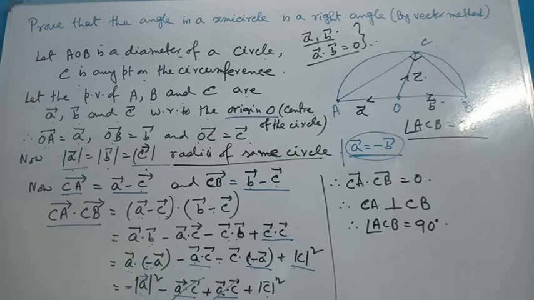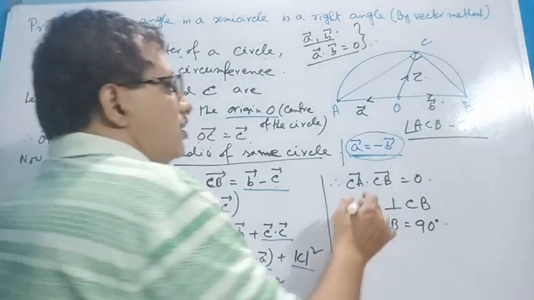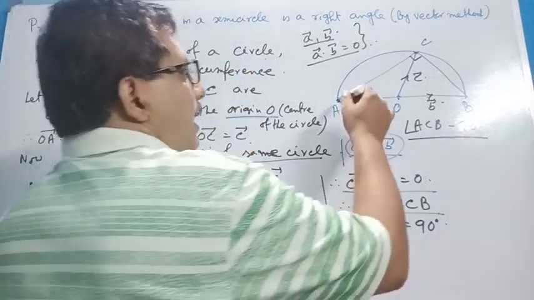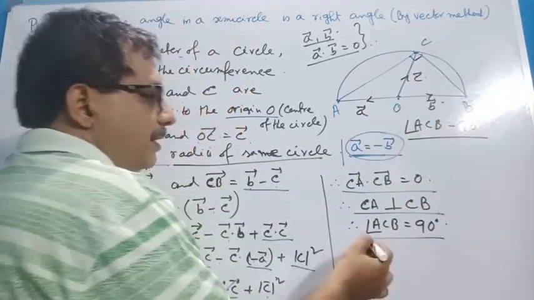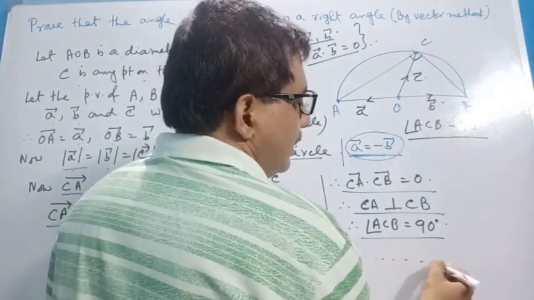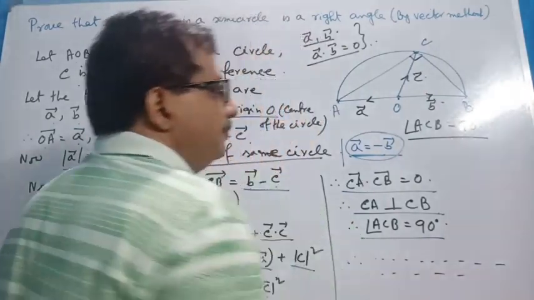So this is 0. That means these two vectors, CA dot CB, is 0. That means CA is perpendicular to CB. That is nothing but angle CAB is equal to 90 degrees. Therefore, angle in semicircle is right angle. Write down: therefore, angle in semicircle is right angle.